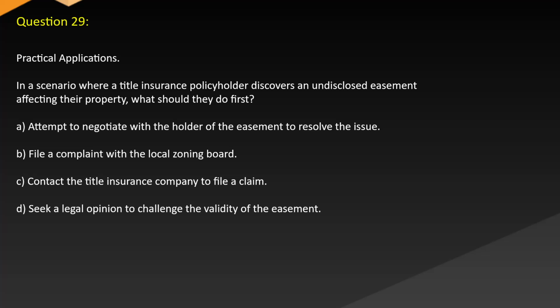Question 29. Practical applications. In a scenario where a title insurance policyholder discovers an undisclosed easement affecting their property, what should they do first? A. Attempt to negotiate with the holder of the easement to resolve the issue. B. File a complaint with the local zoning board. C. Contact the title insurance company to file a claim. D. Seek a legal opinion to challenge the validity of the easement.